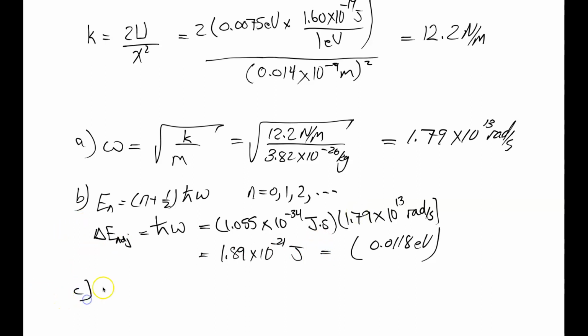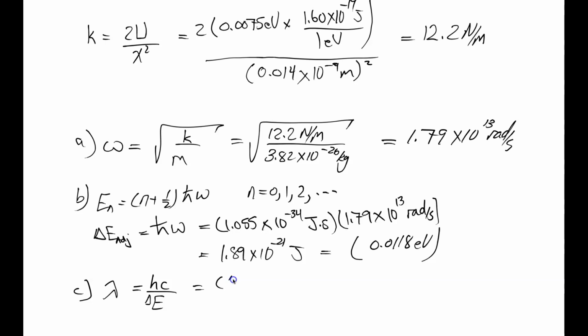Part C, for the energy emitted by a photon, that's going to be the same as the energy between the spacings between two adjacent levels, and lambda then we can say is hc over E, or delta E if you want.